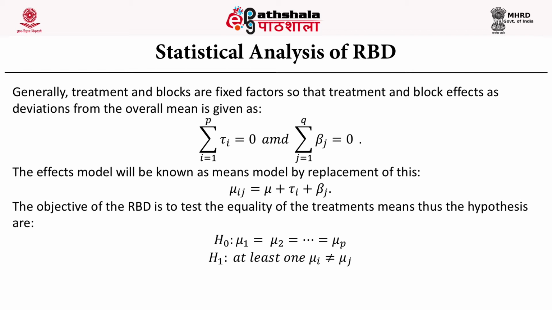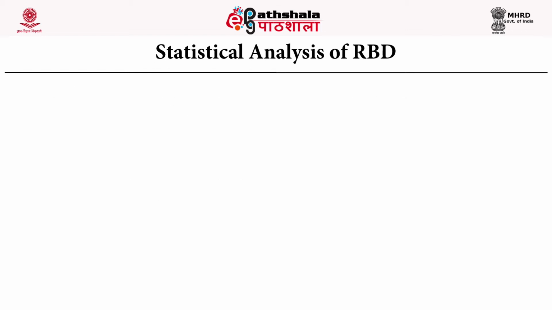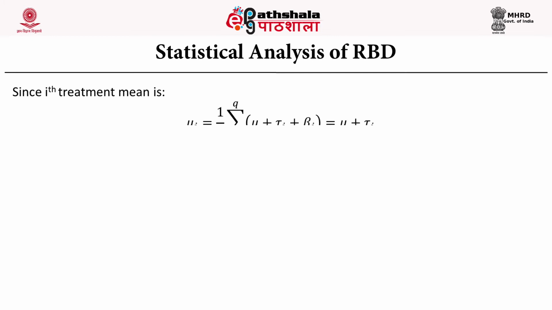The objective of the RBD is to test the equality of the treatment means. Thus the hypotheses are given as H0: mu1 = mu2 = ... = mu_p, and the alternative is at least one mu_i is not equal to mu_j. Since the ith treatment mean is mu_i, which is equal to 1 upon q times the summation of mu + tau_i + beta_j, where the summation is over j from 1 to q, which is equal to mu + tau_i.